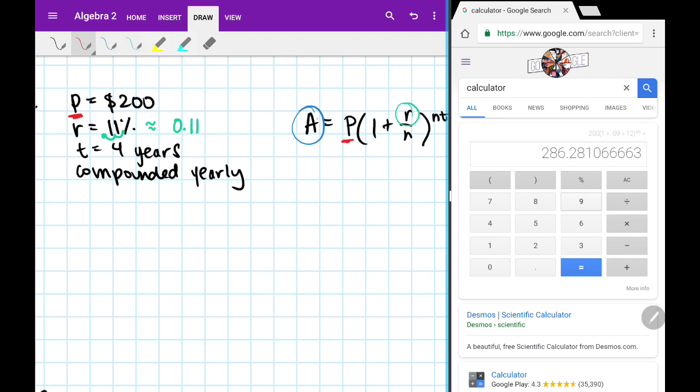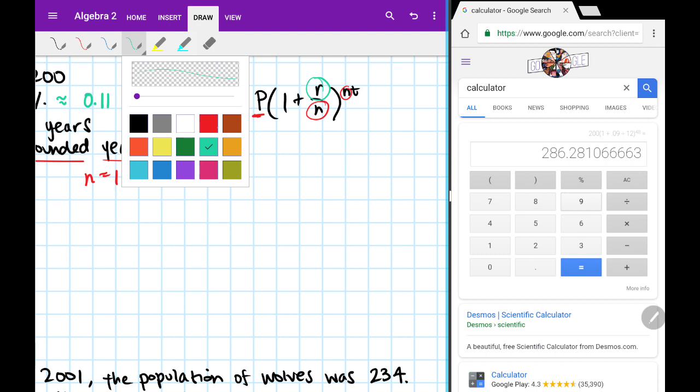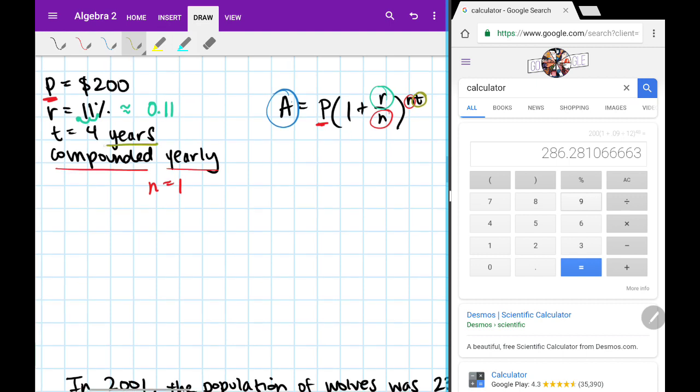N, the number of times per year. Well, the number of times it's compounded per year. This one says it's compounded yearly. Well, if it's compounded yearly, that means it's just being compounded 1 time per year. So N is equal to 1. So that takes care of N here and here. And the last thing I need to take care of is T, the number of years. And T says it's equal to 4 years.